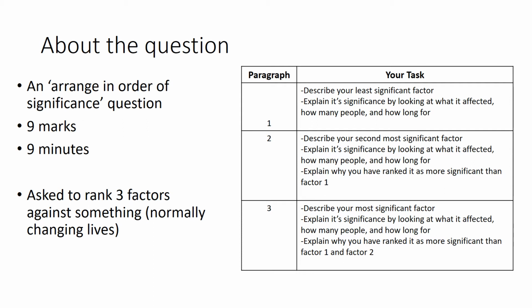You need to describe your least significant factor, explain its significance by looking at what it affected, how many people, and how long for. Now we go from least to most significant because it's easier to justify it that way round, and it just gives your answer more of a natural flow.